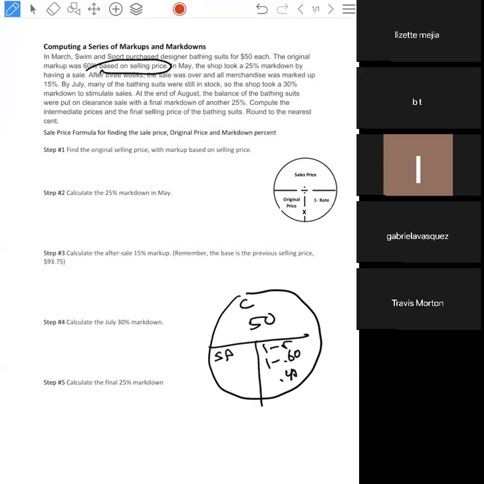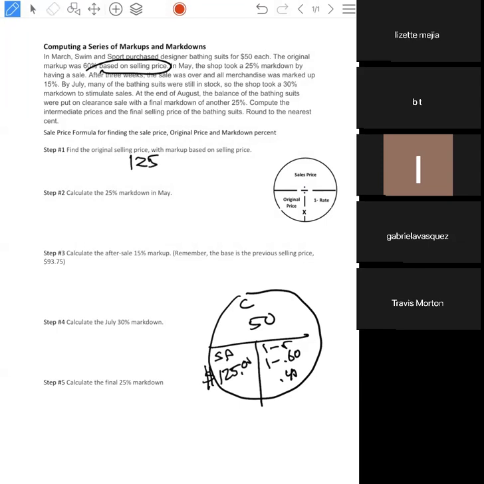And then that's going to tell us what the original selling price was. That's what we were selling them for. So want to do the math on that? $125. 125? Yeah. Okay, so the original selling price of the bathing suits was $125. And I'm going to just double check because I want to make sure that I'm following this the right way. Yep, so $125 was the original selling price. So that would go here.